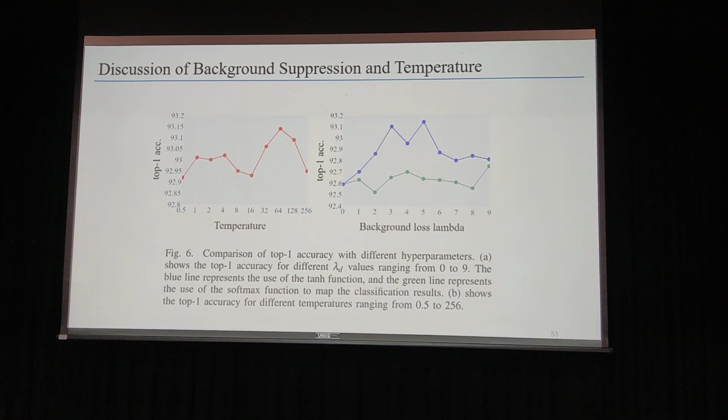And here's why we set the temperature parameter relatively high. We experimented with temperature ranging from 0.5 to 256 and found that the highest accuracy occurred around 64. We hypothesized that this is because the approach enables the model to explore relationships between different categories within a defined range as much as possible.